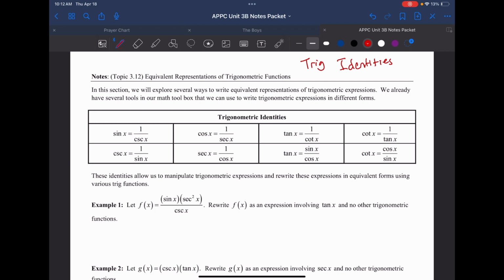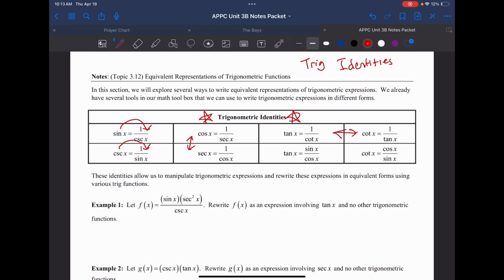So in this section, we will explore several ways to write equivalent expressions of different trigonometric expressions. We already have several tools in our math box that we can use to write equivalent forms. And these trig identities here are just opposite ways to write stuff. As we know, sine is 1 over cosecant, and cosecant is 1 over sine. They're the same thing, just flipped.